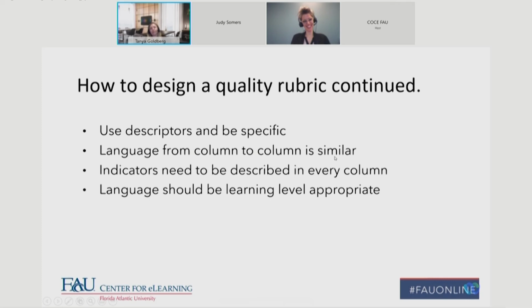So language from column to column is similar. You just want to make sure that the language that you're using in your rubrics flows through each column and that you're not, again, leaving out any of those indicators. And also that the language is learning level appropriate, right? We're not going to use any type of words or anything like that that the learner would completely not understand and get stressed out like I did with my rubric.